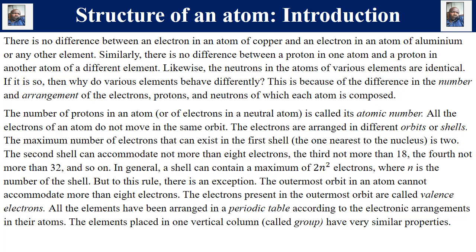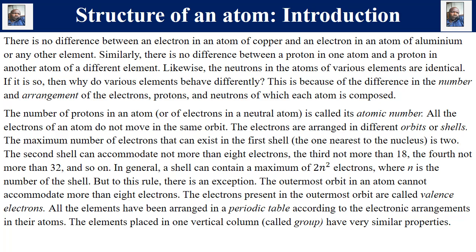So, what are we saying? We are saying it is the difference in the number and arrangement of electrons, protons, and neutrons of each atom that matters. And we are now going deeper. We've got what we call the atomic number. The atomic number is the number of protons in an atom, or we can also say it is the number of electrons in an atom, and the number of protons is equal to the number of electrons. Hence, an atom is said to be neutral.